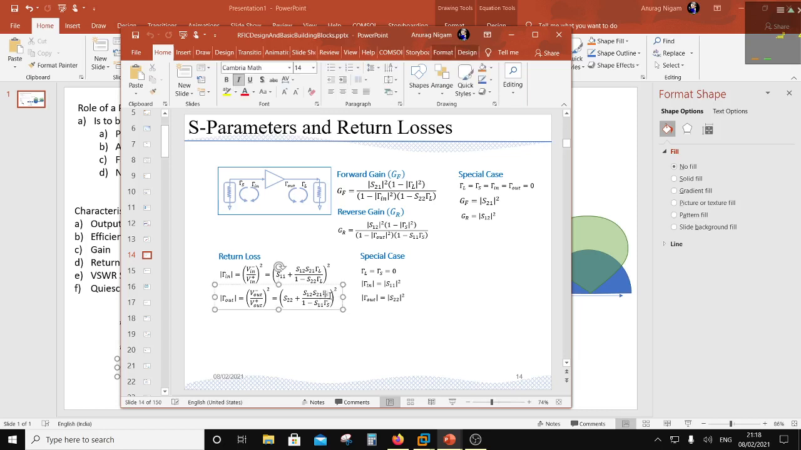I did a mistake here, right? This is gamma L, the load. So this should be gamma S. I have written it kind of opposite. But then this should be S22. So let me correct this: S22, and this will be gamma out.